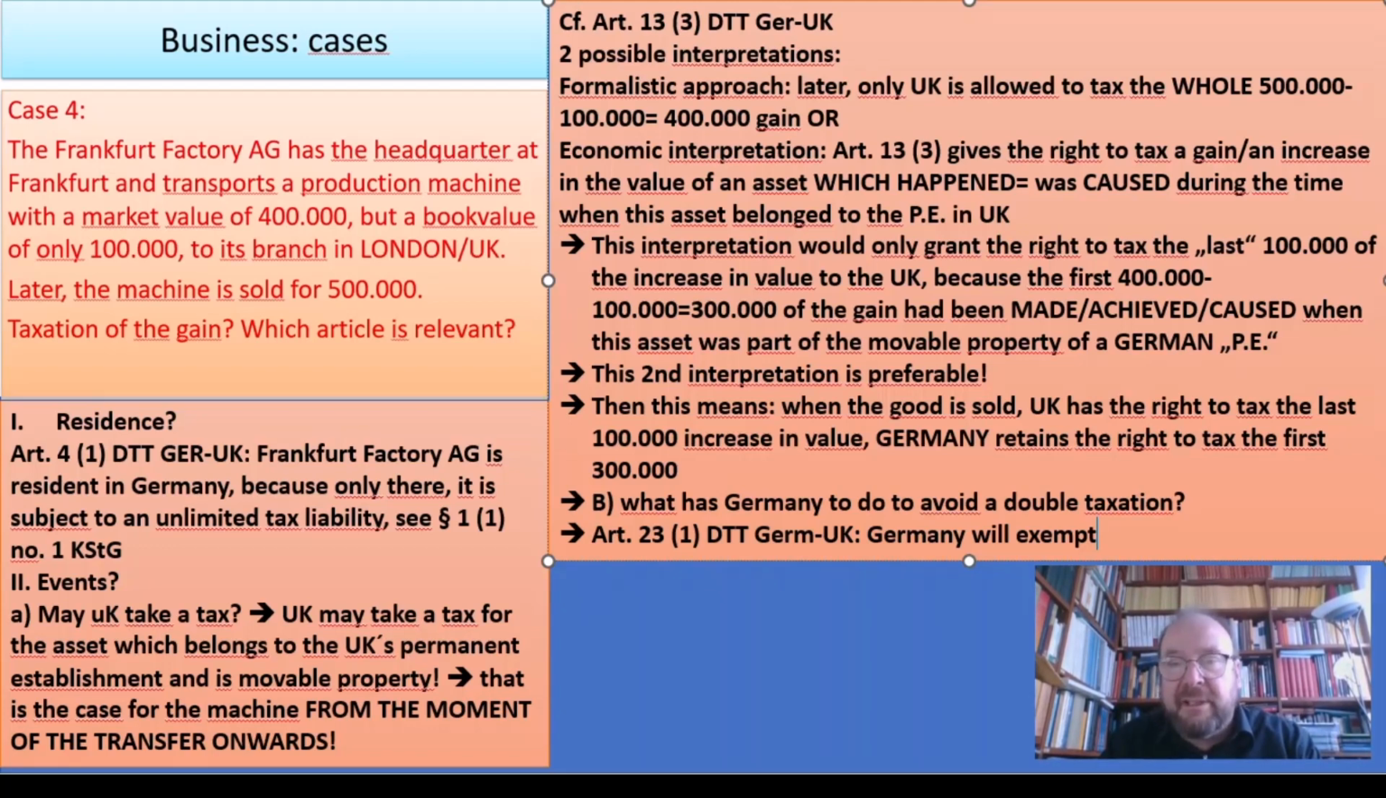and when it is already in England, because only the gains after crossing the border are granted by the DTT in this interpretation to the other state. So we could still tax the first 300,000 even if the good has already crossed the border. This interpretation is preferable under economic aspects and also under aspects of the applicability or compatibility of the rules with regard to the European fundamental freedoms.